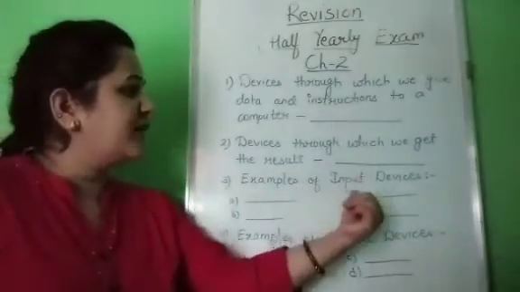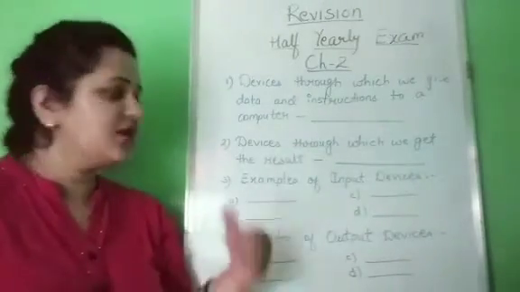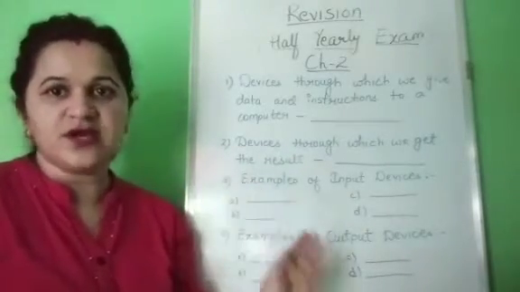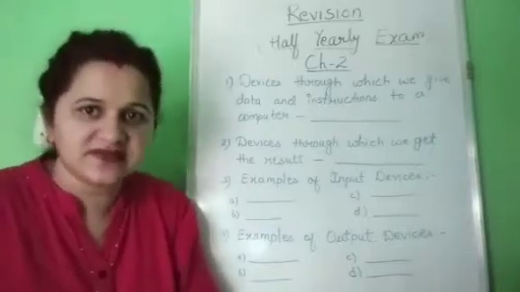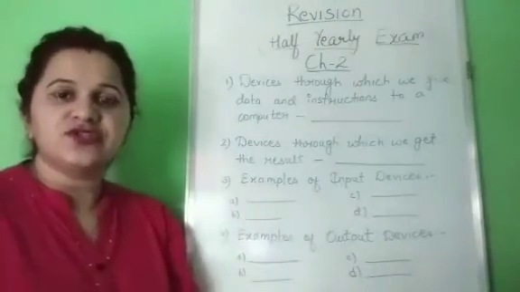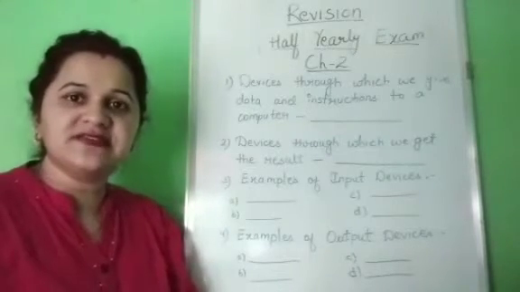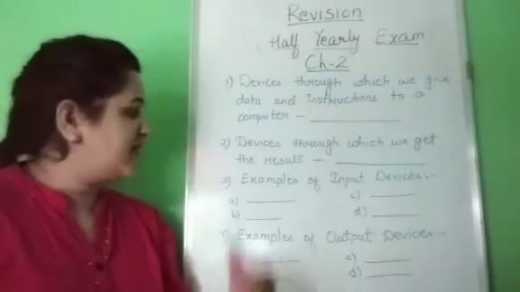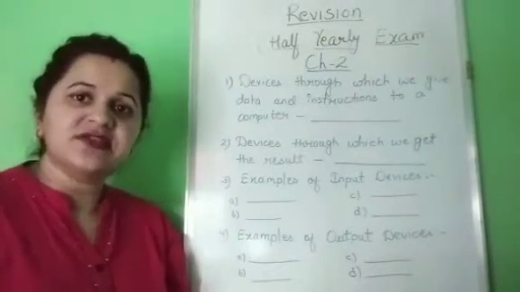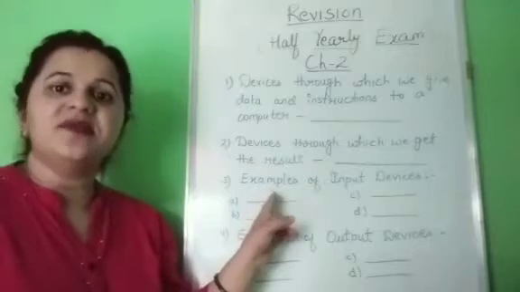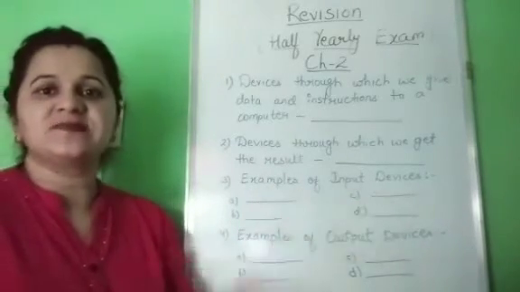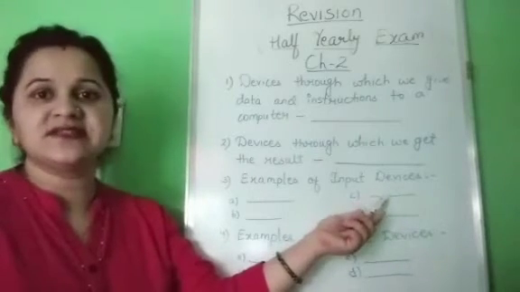Examples of input devices. Now children, here you have to write down any four examples of input devices. Okay. First, here you will write down what? Can you tell me what are the examples of input devices? Children, the first one is the keyboard. What is the spelling of keyboard? K-E-Y, key, B-O-A-R-D, board, keyboard. Next, what is the spelling of mouse?